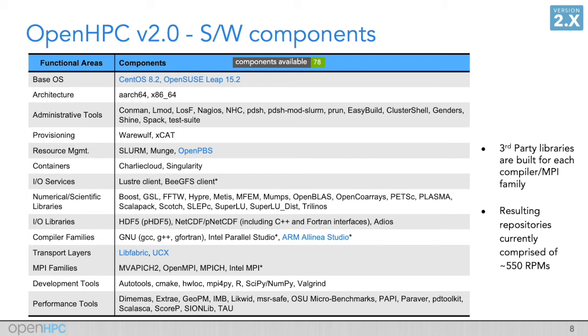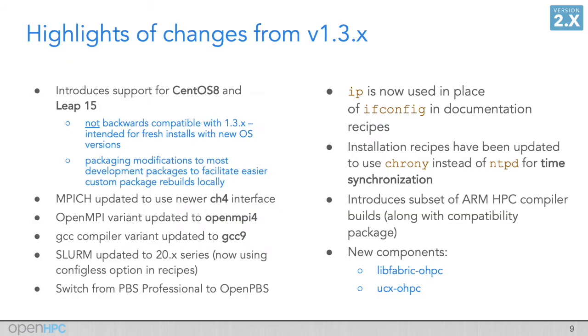And it introduces some new transport layers, namely libfabric and UCX, and that has some impact on the MPI builds that we have. And I'll highlight fabric support here in a second. But if you add all the combinations of software that we have as part of OpenHPC, due to the fact that we build all of the third-party libraries against multiple compiler and MPI families to ensure ABI compatibility, that means today we have roughly 550 RPMs available in the OpenHPC repositories.